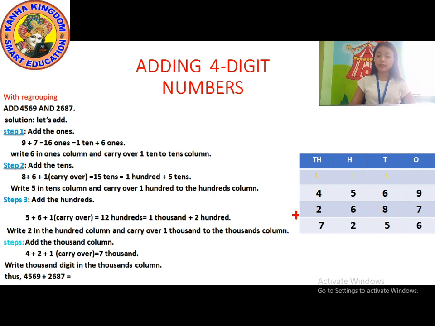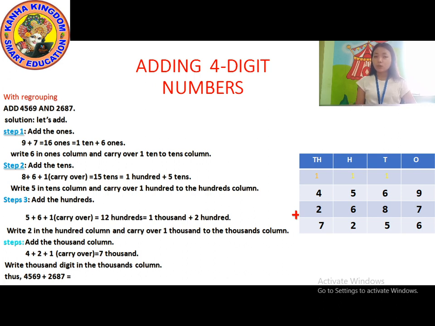You have to add the tens. In the number 4569, 6 is the digit which is present in the tens column, right? And in the number 2687, 8 is the digit which is present in the tens place. So while adding these two numbers, we have to add 1 also, because in step 1 we carried over 1 ten to the tens column.